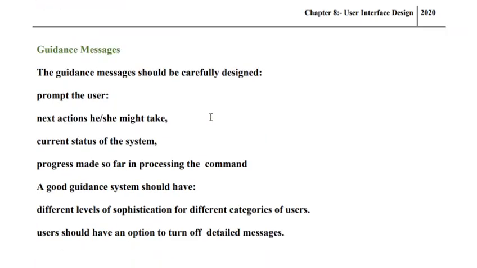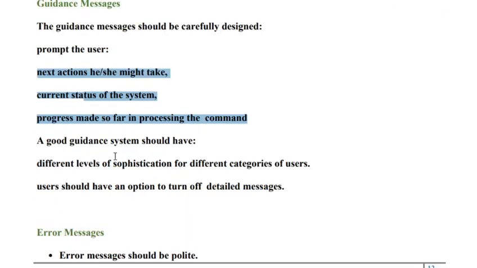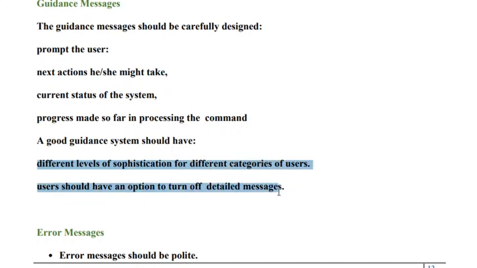Likewise, we have the guidance messages, right? It may be the next action he or she might initiate, the current state of the system, progress made so far. A good guidance system should have different levels of sophistication for different categories of user. The user should have an option to turn off the detailed message. So these are the characteristics of guidance messages.